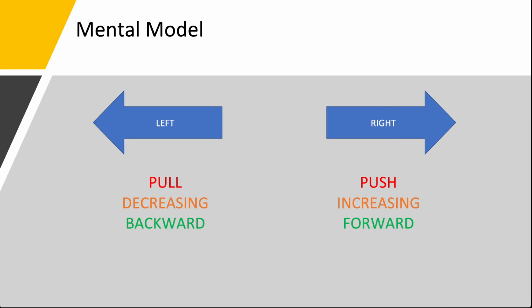There are also other tools that we use. For example, left and right have different meanings. Usually we know that the right hand side is to advance and the left hand side is to go back. So there's a decreasing, increasing, and backward, forward model here. This is something that's very common.